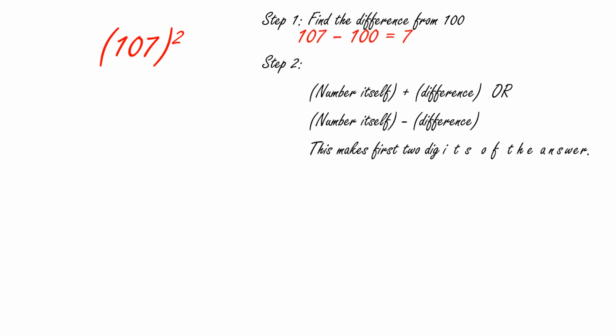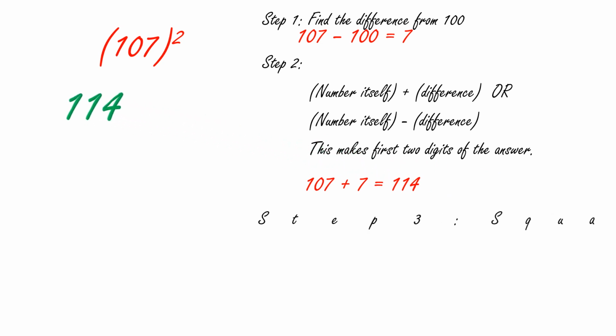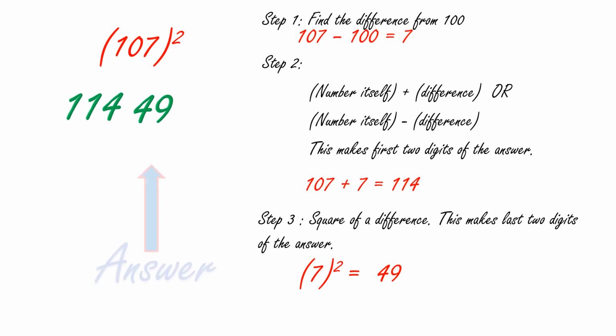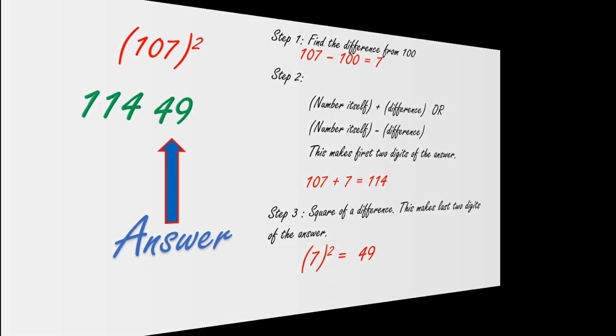Now let's say 107 square. 107 is 7 more than 100. So this is the difference, which is 7. I have to add this difference to the number itself, that is 107 plus 7 becomes 114, which is the first part of my answer. Now the difference is 7, so step 3 talks about the square of the difference written in 2 digits, that is 7 square is 49, which is already in 2 digits, which makes the second part of my answer. So 11449 is the answer for 107 square.